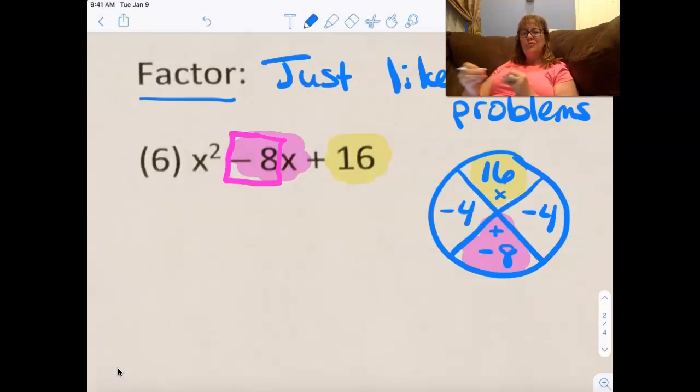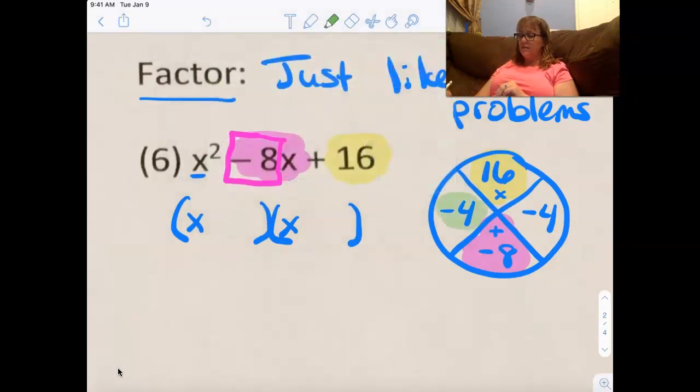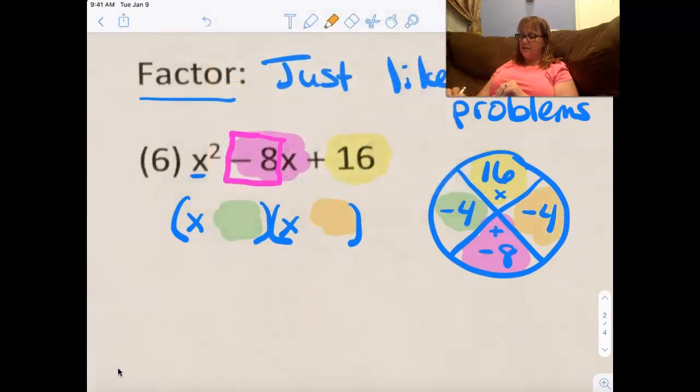What you now do with this is you take and you draw your parentheses for your binomials. You automatically put whatever variable was here as the first term in both parentheses, and then you put this number right here, and this number goes right there. So the numbers we'd write in there would be -4 and -4.